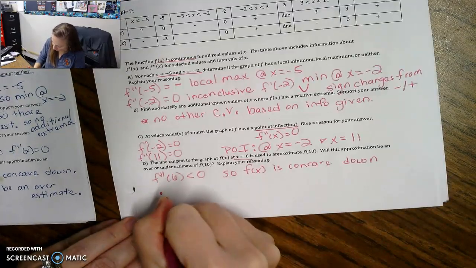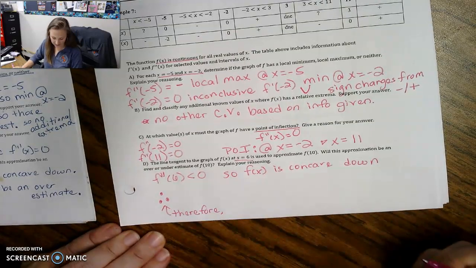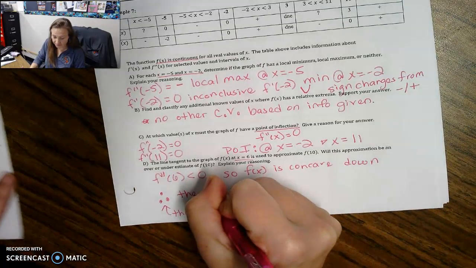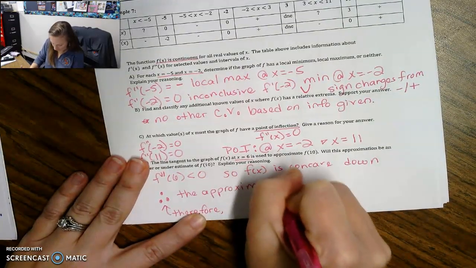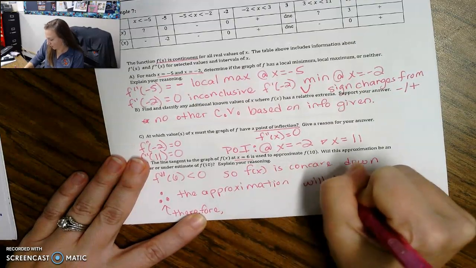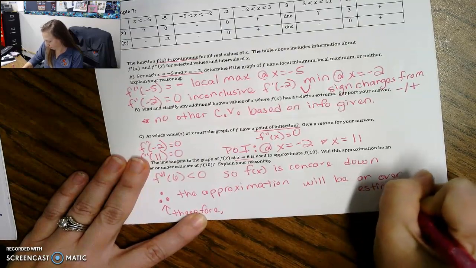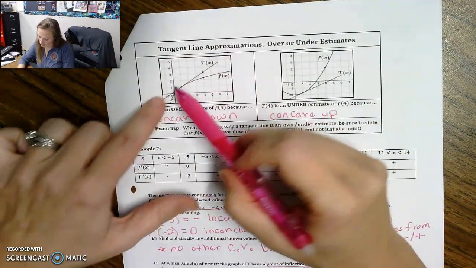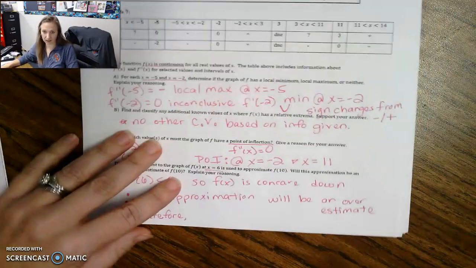Therefore, these little dots mean therefore. That's a little math symbol you can use when you're writing math sentences. Therefore, the approximation will be an overestimate. Because when it's concave down, go back to this picture right here, my tangent line is going to be on top of it, so whatever my estimate is going to be an overestimate.